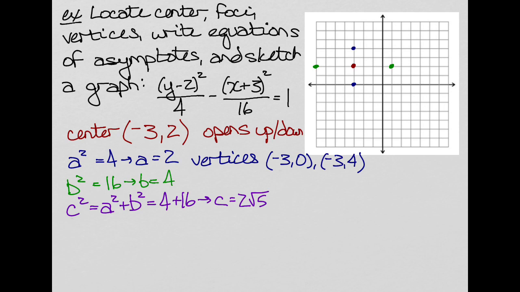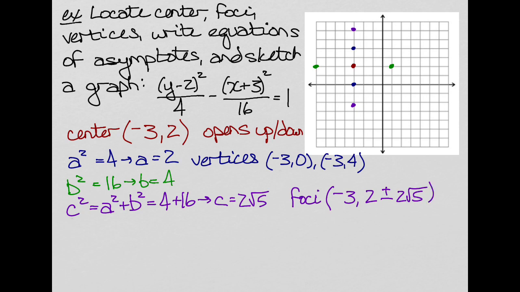The foci are on the conjugate axis. No, they're not. The foci are on the transverse axis along with the vertices. So from the center, I'm going to go up and down a distance of 2 root 5, a little bit more than 4, up and down. To write those foci, I'm pretty much going to say that the x coordinate is negative 3 for all of them because I went up and down and not left and right. And I went from the center up and down a distance of the square root of 20. And that works just fine for locating the foci.